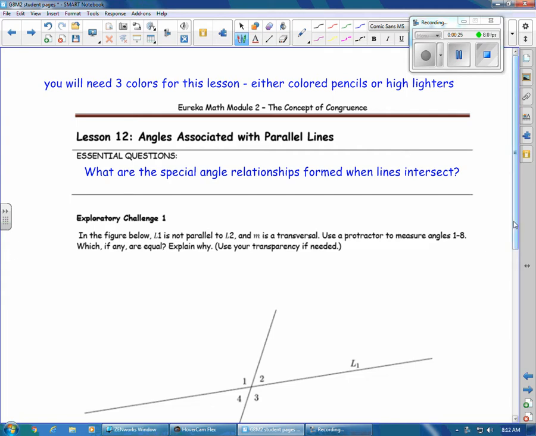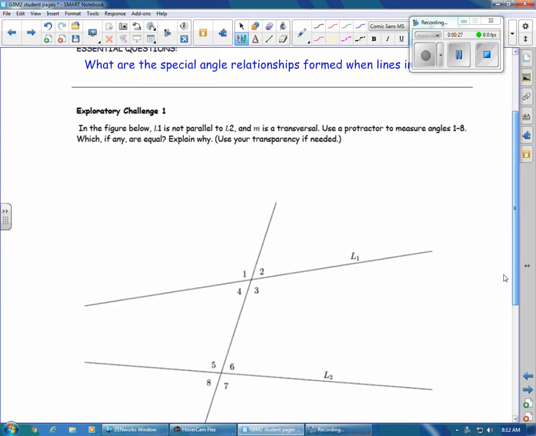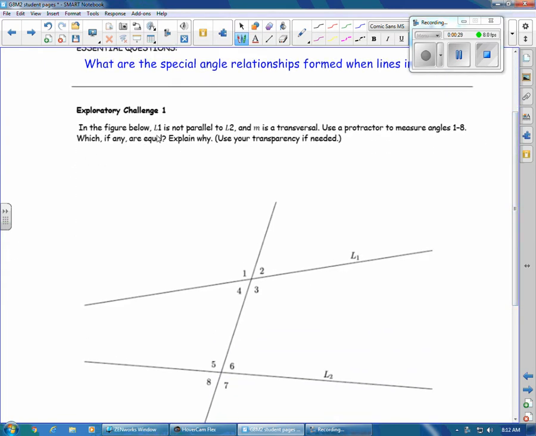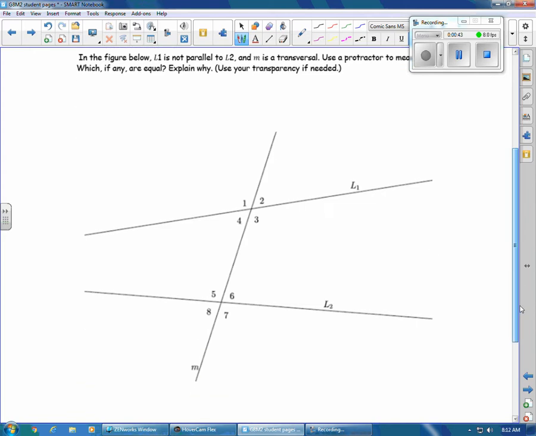So the first example that we're going to look at, this exploratory challenge, it says in the figure below, line 1 is not parallel to line 2 and M is a transversal. Use a protractor to measure angles 1 through 8, which, if any, are equal. Explain why. Use your transparency if needed. So what they're telling us is these two lines are not parallel.